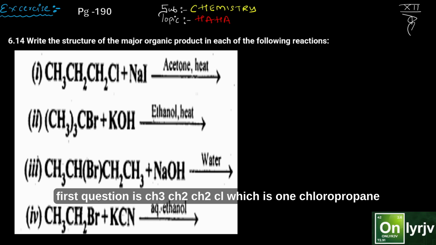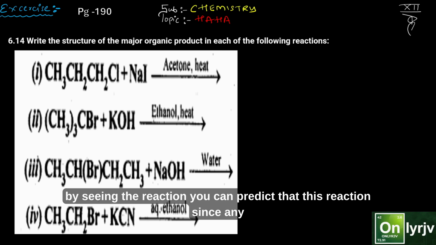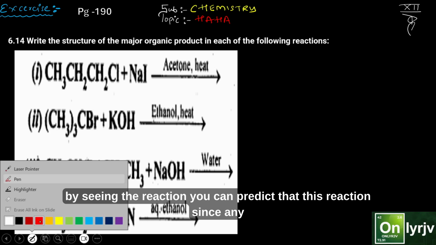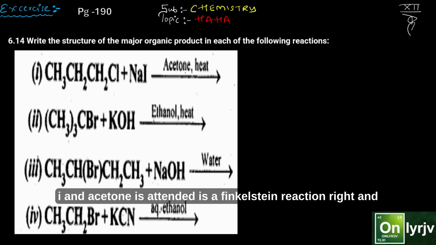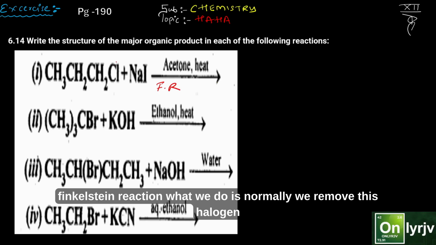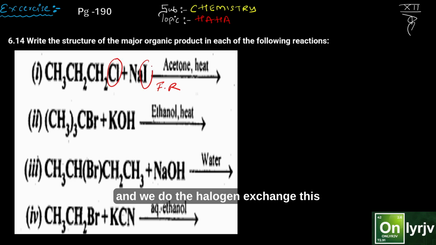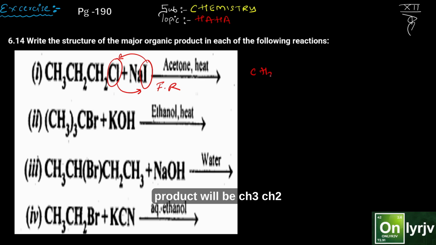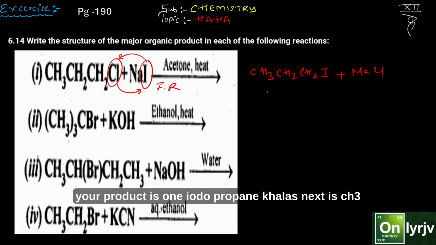The first question is CH3CH2CH2Cl, which is 1-chloropropane. They are treating it with sodium iodide in the presence of acetone. By seeing NaI and acetone, you can predict that this is a Finkelstein reaction, right? In the Finkelstein reaction, we remove the halogen and do a halogen exchange. So your product will be CH3CH2CH2I, plus Na will go with Cl. So your product is 1-iodopropane.